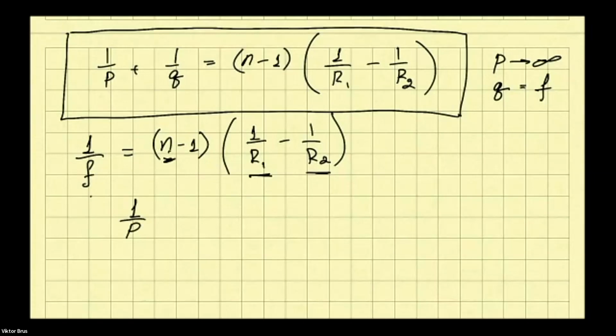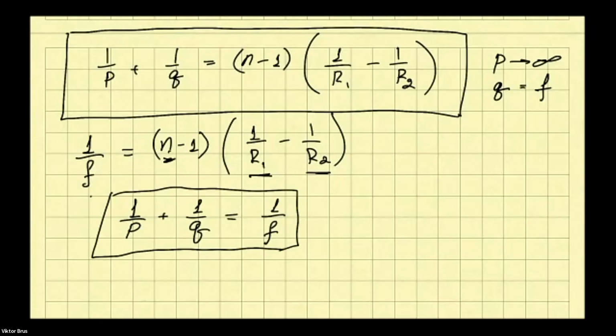known form: 1 over P plus 1 over Q is equal to 1 over F. So this is the equation for image formation by a thin lens in terms of the distance of the object to the lens, the distance of the image to the lens, and the focal distance of the lens as its parameter based on refractive index and radii of the curvatures of the first and second surfaces of this thin lens. So if you have any questions, you're welcome.